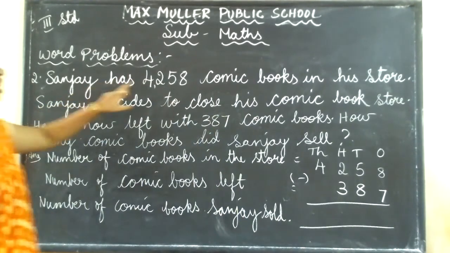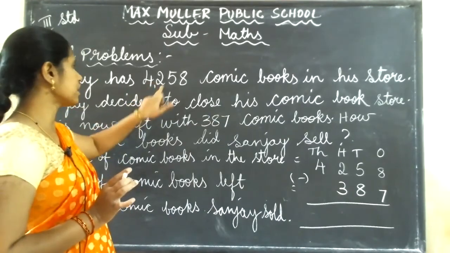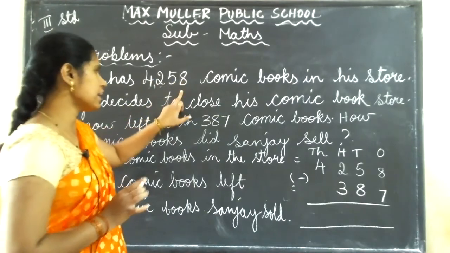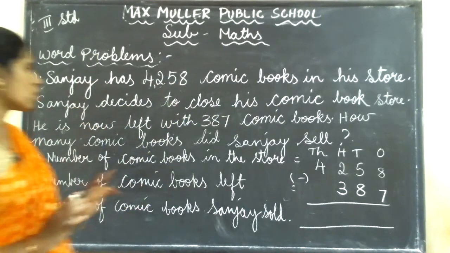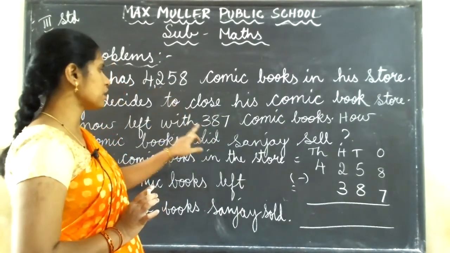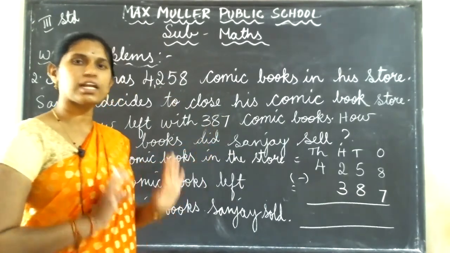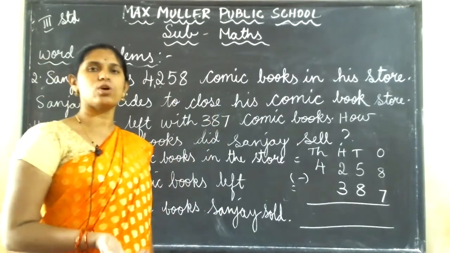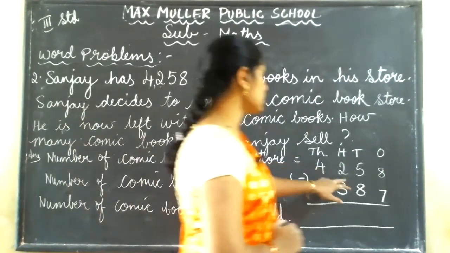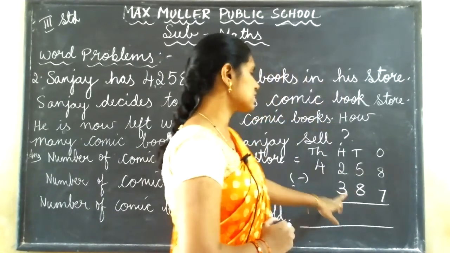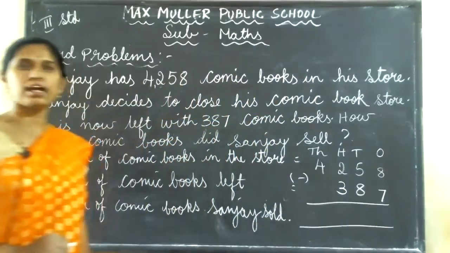Here, once again I'll explain. He is having a comic book shop. In that total, how many books are there? 4,258 books are there. He has decided to close the shop. So what is he doing? He has sold so many books. How many are left with him? 387 books are left with him. So how much he has sold, you have to find out. To find that, what are we doing? We are writing 4,258 minus 387. We are subtracting. Then we will find out how much he has sold.